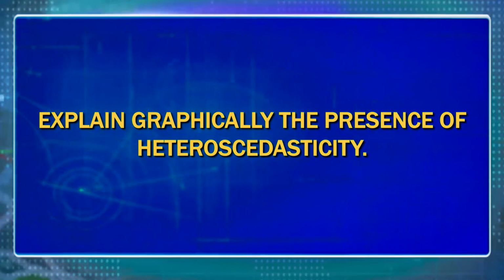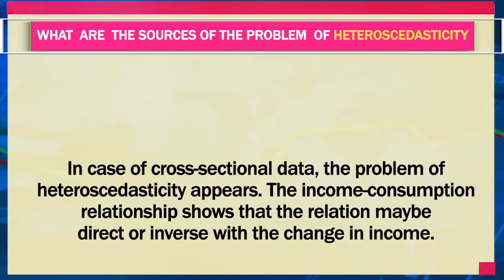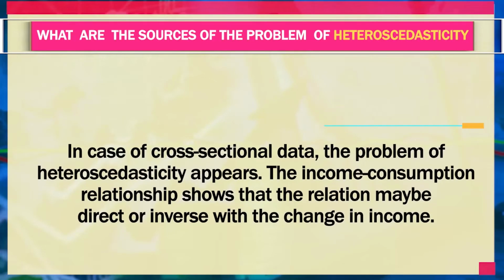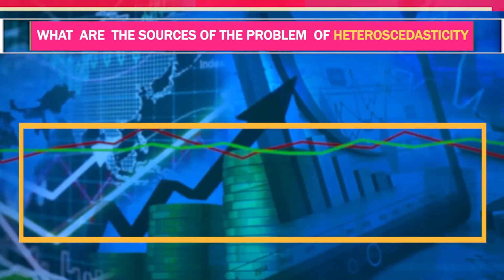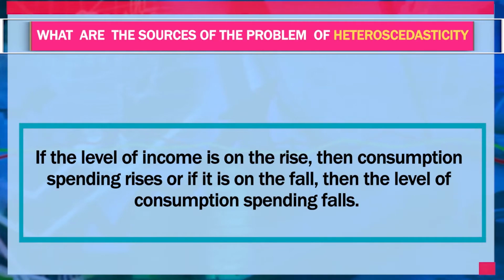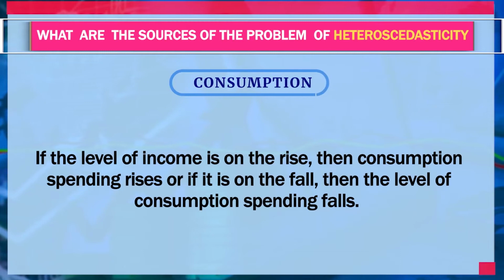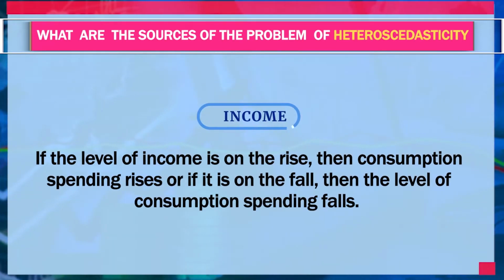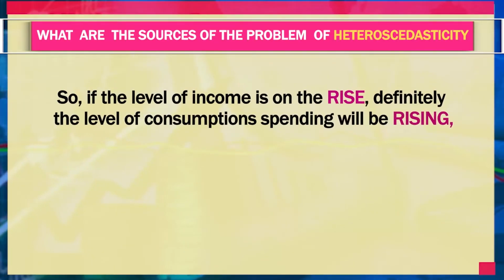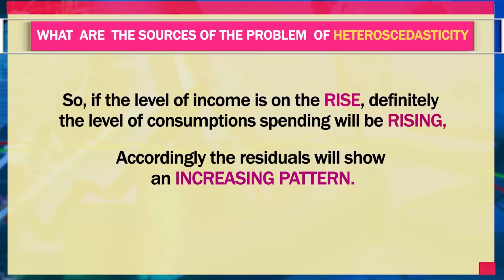So first of all, we look at the problem of heteroscedasticity in cross-sectional data. Because the data can be of two types, cross-sectional or time series. In case of cross-sectional data, the cross-sections are actually changing, but the data point is fixed, and thereby the problem is actually pronounced. So if we find out the relation between consumption and income, then it can vary across different income groups. So if the level of income is on the rise, definitely the level of consumption spending will be rising. Accordingly, the residuals will show an increasing pattern.